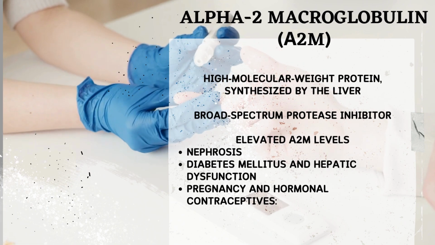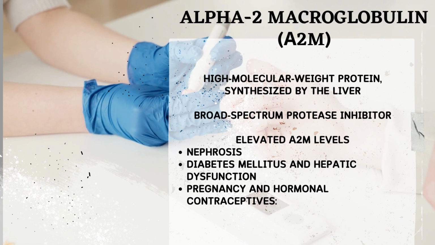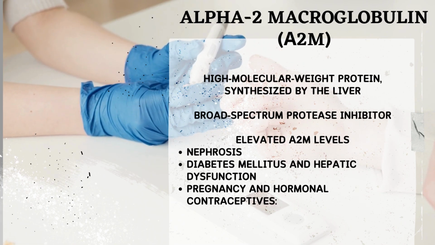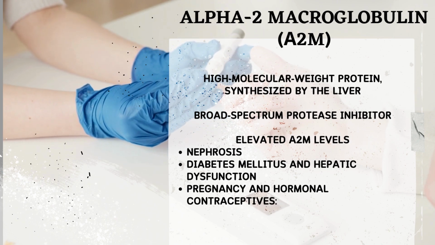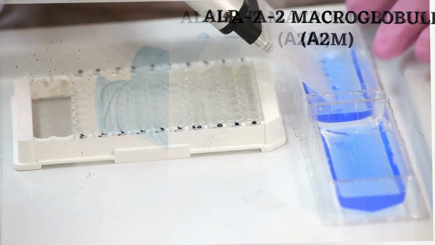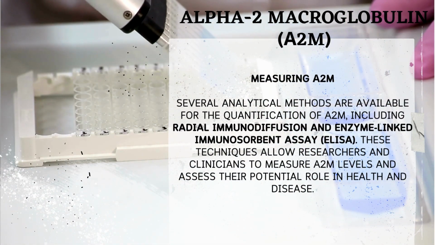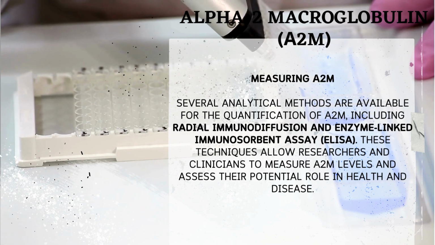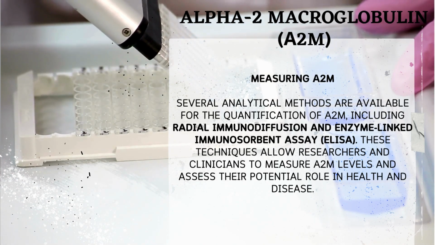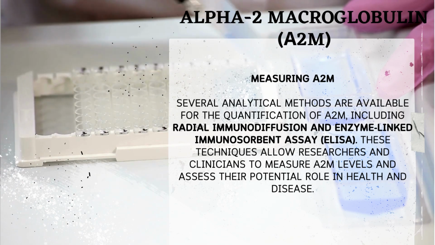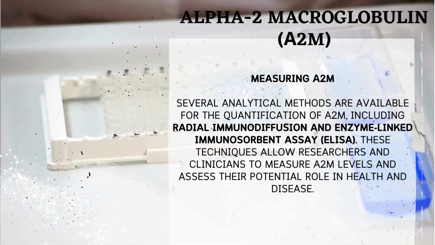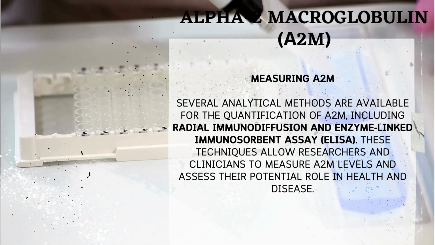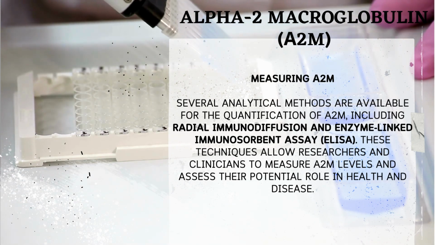These conditions can also influence alpha-2M levels. Pregnancy and hormonal contraceptives. Pregnancy and the use of hormonal contraceptives can cause a rise in alpha-2M levels. Measuring alpha-2M. Several analytical methods are available for the quantification of alpha-2M, including radial immunodiffusion and enzyme-linked immunosorbent assay, ELISA. These techniques allow researchers and clinicians to measure alpha-2M levels and assess their potential role in health and disease.